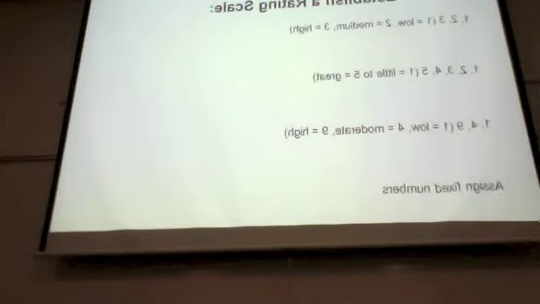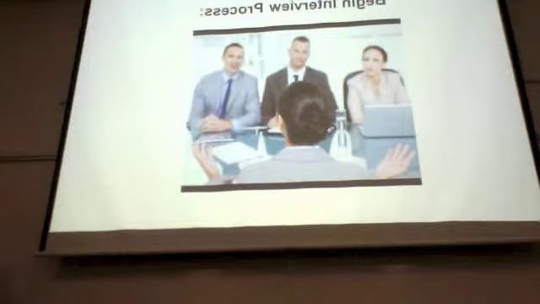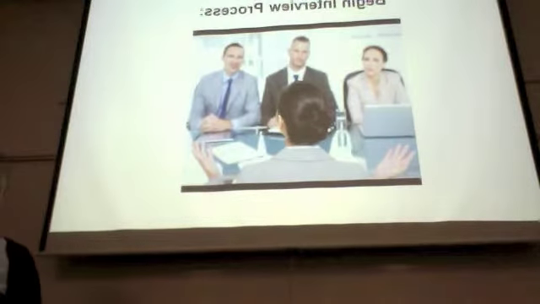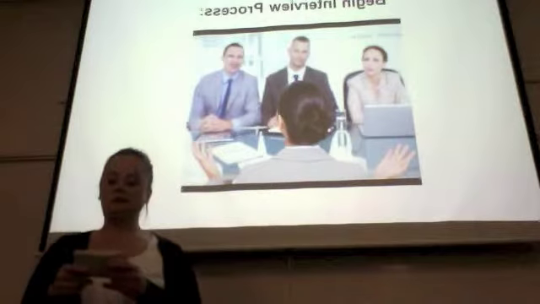Then you need to establish a rating scale. Some examples of rating scales are 1, 2, and 3, 1 being low, 3 being high; 1, 2, 3, 4, 5, 1 being little, 5 being great; and 1, 4, 9, and assign fixed numbers. For our example, we are going to assign fixed numbers. Once the selection matrix has been created, it is time to begin the interview process.